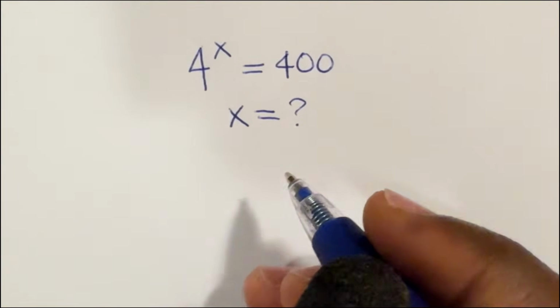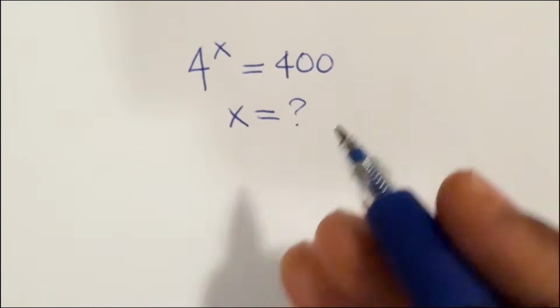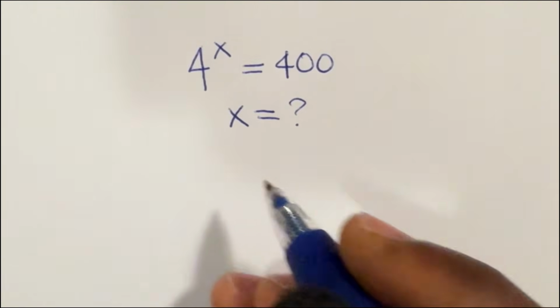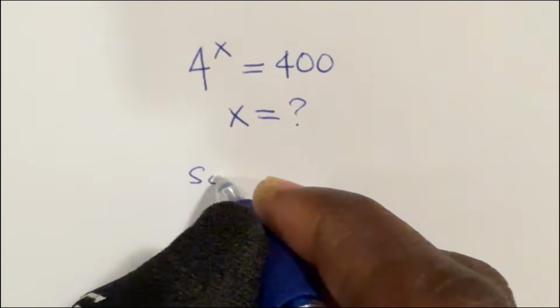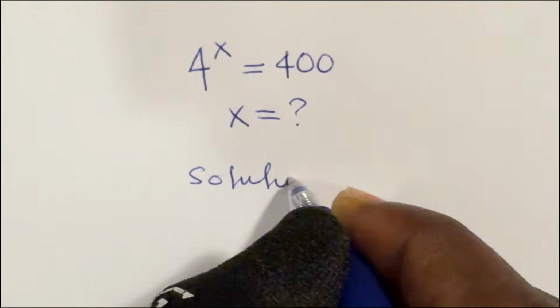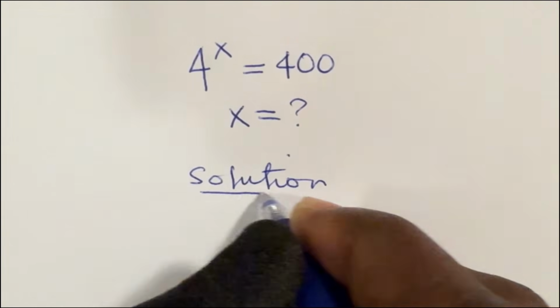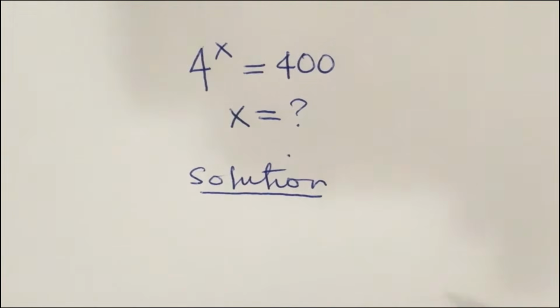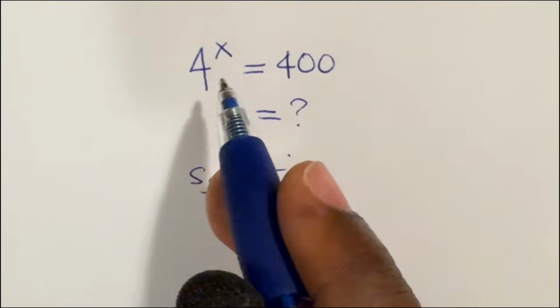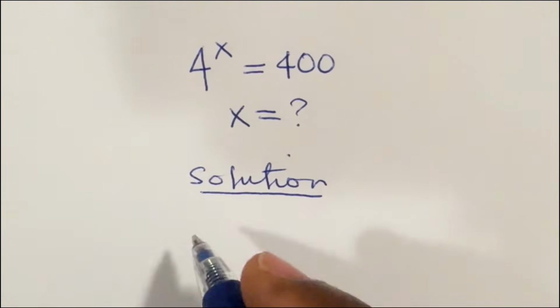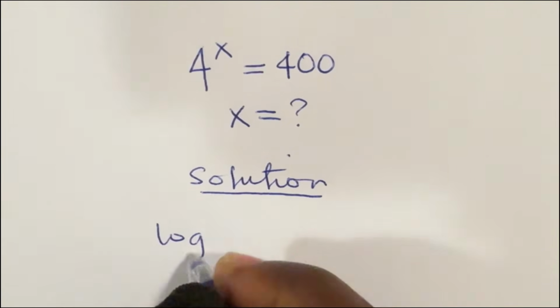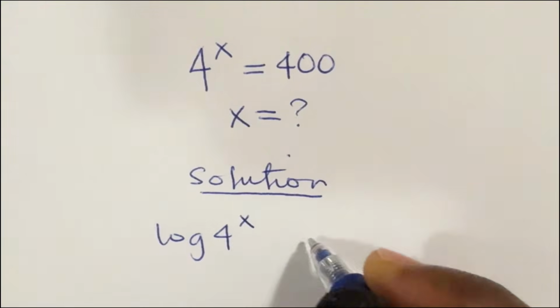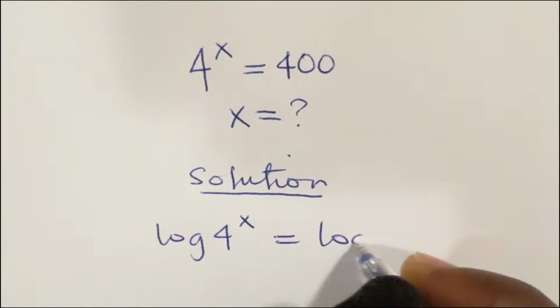4 raised to power x is equal to 400. Find x. This is an exponential problem. We can straight up use logarithm. Log 4 raised to power x is equal to log 400.